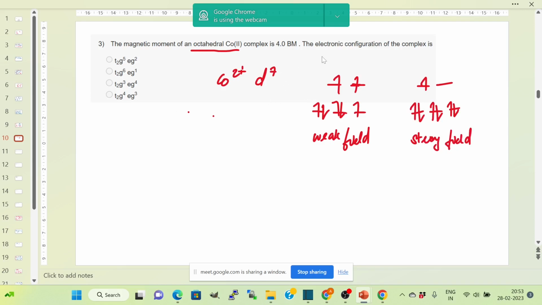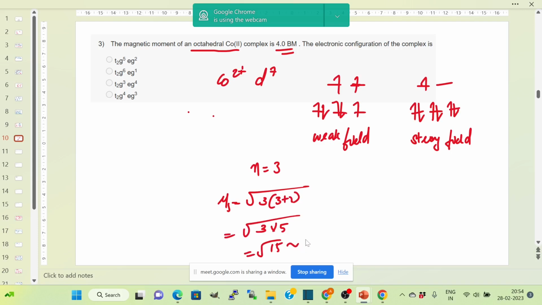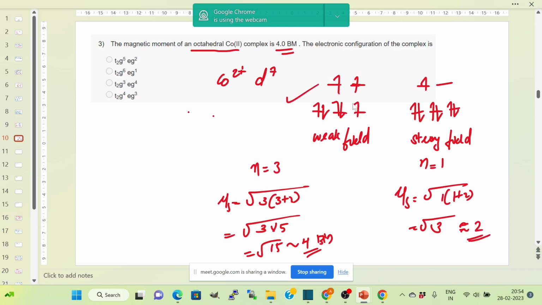Now, which will be the right answer? From this, as I said, we can almost guess that there will be 3 unpaired electrons. Otherwise, we can solve from the magnetic moment equation. If the number of unpaired electrons is 3, then the spin-only value will be root of 3 into 3 plus 2, so 3 into 5, root of 15. Root of 16 is 4, so around 4 BM it will come. In the other case the number of unpaired electrons is 1, so mu s will be root of 1 into 1 plus 2, root of 3, which comes around 2. So from this we understood that this is the right configuration.